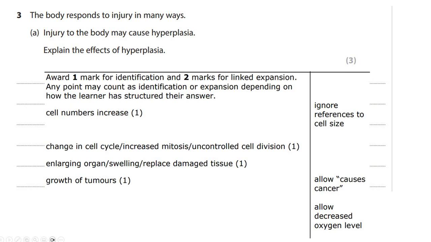And this is because there's a change in the cell cycle or increased mitosis or uncontrolled cell division. This can cause the organ to enlarge or swell and replace damaged tissue, and it could cause the growth of tumours or cancer.